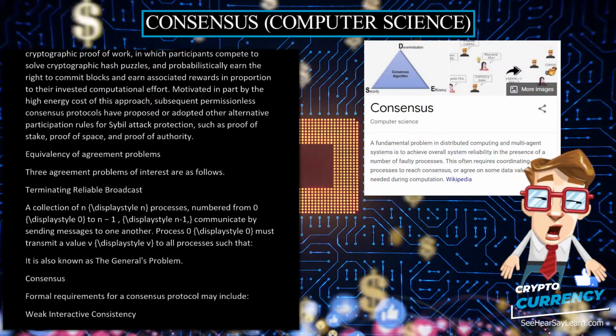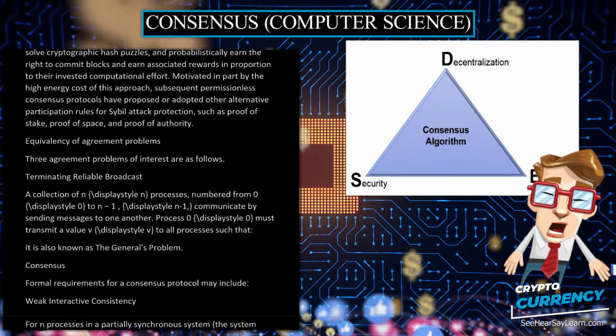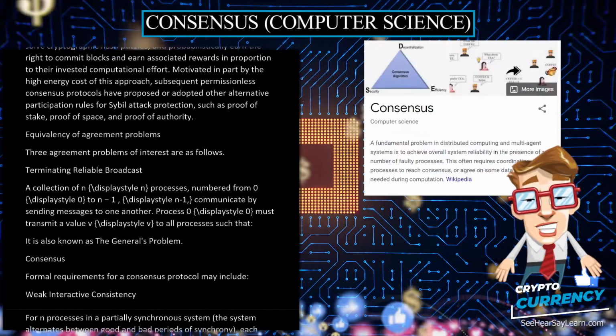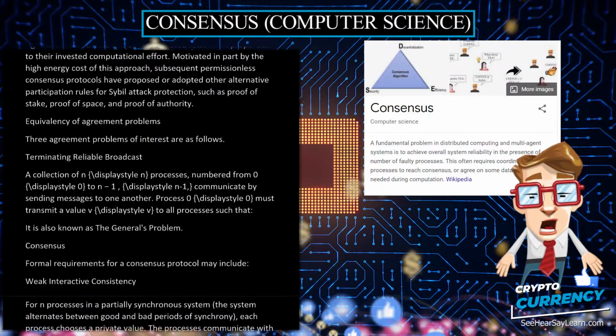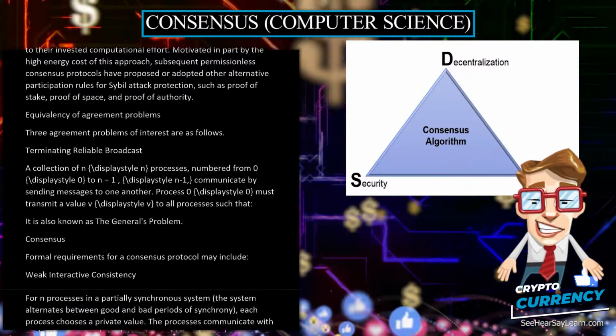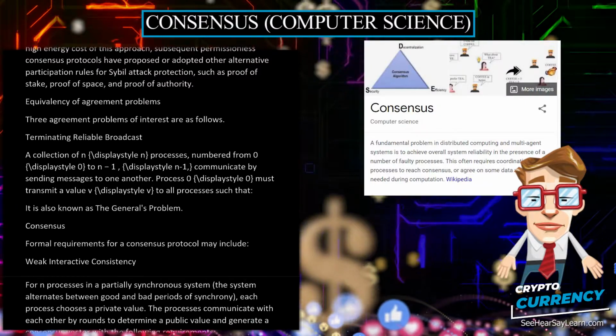Consensus. Formal requirements for a consensus protocol may include weak interactive consistency. For n processes in a partially synchronous system, the system alternates between good and bad periods of synchrony. Each process chooses a private value.